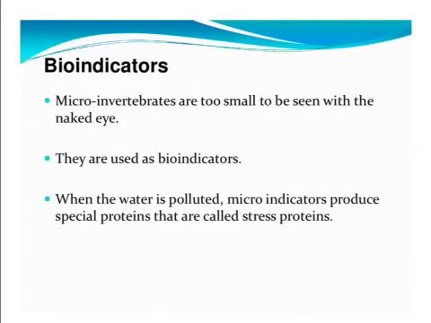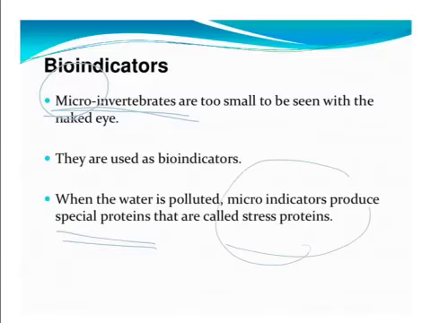Besides macroinvertebrates, we use microinvertebrates to assess a body of water. Microinvertebrates are too small to be seen with the naked eye. That's why we use the word micro in the big word. Those microorganisms produce a special protein when the water starts to get polluted. So when we assess a body of water and we find this stress protein in there, we will know that the water is starting to be polluted.